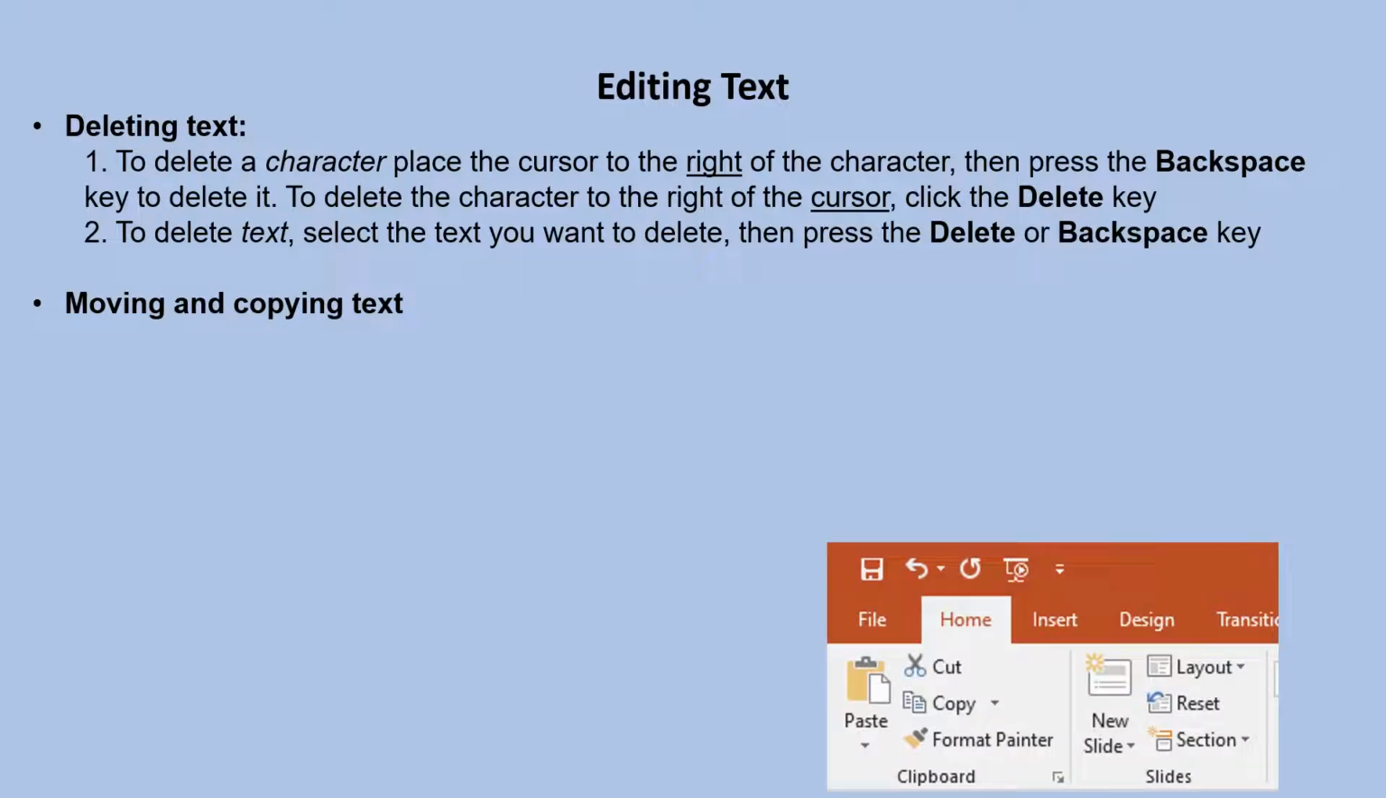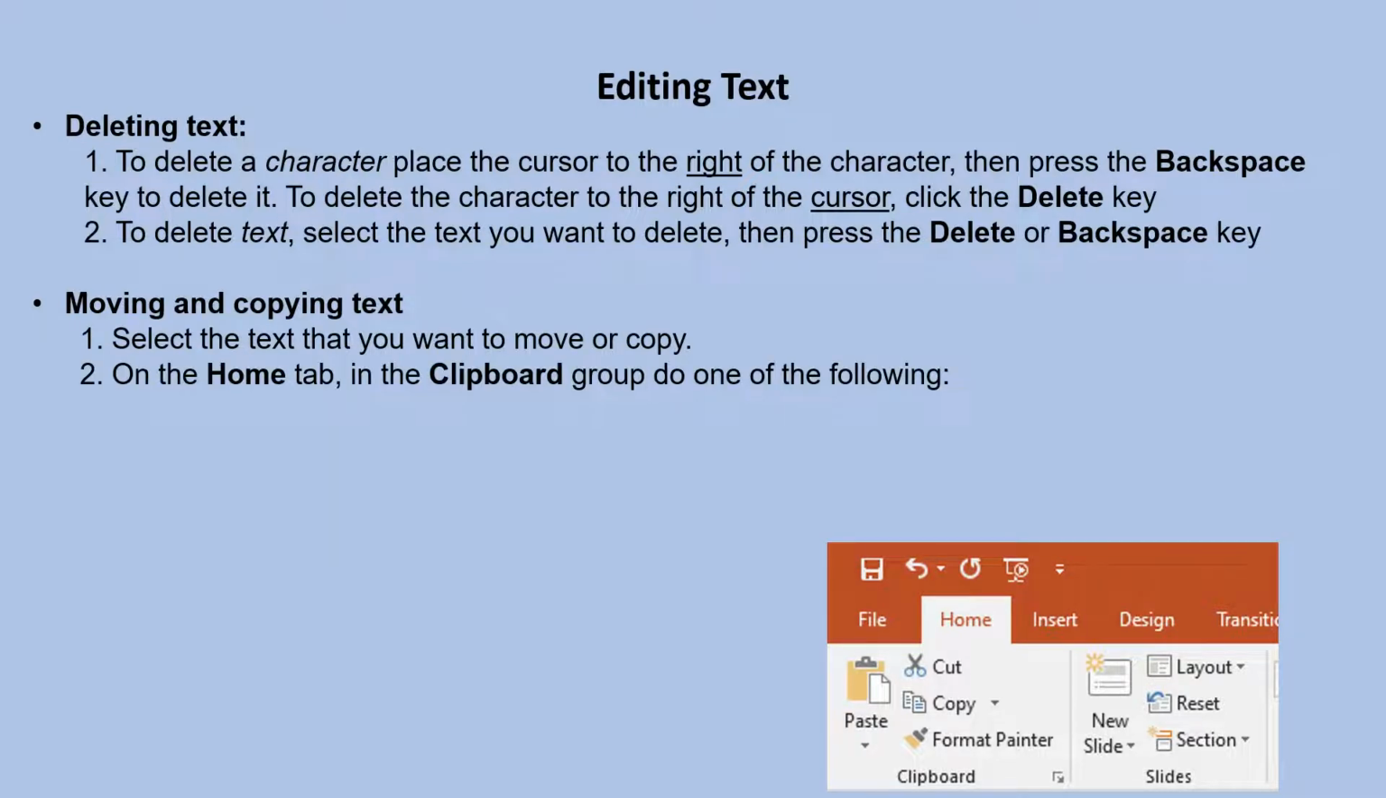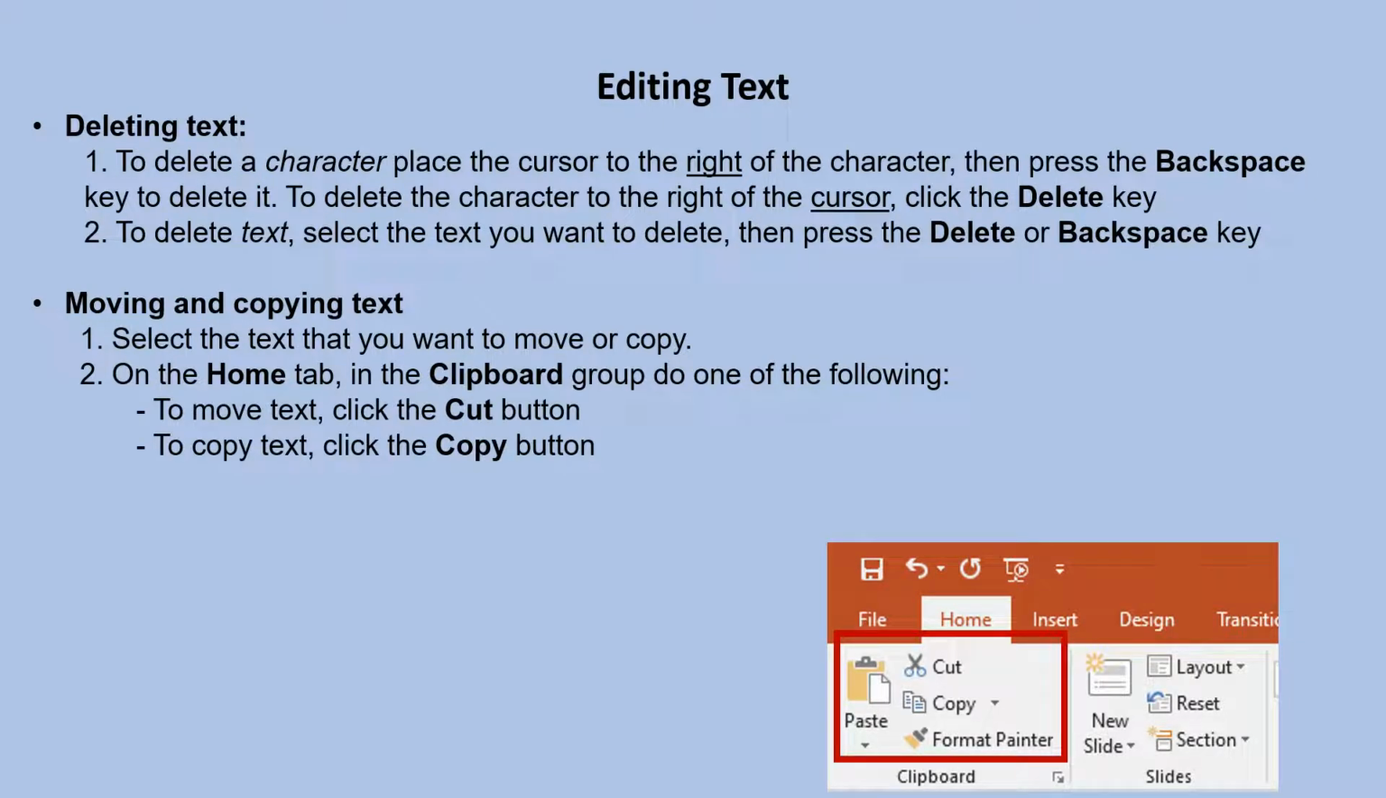Moving and copying text. First, you will select whatever text you want to move or copy. On the Home tab in the Clipboard group, you can do one of the following. To move the text, click the Cut button. To copy text, click the Copy button. Click in the document where you want to paste the cut or copied text.